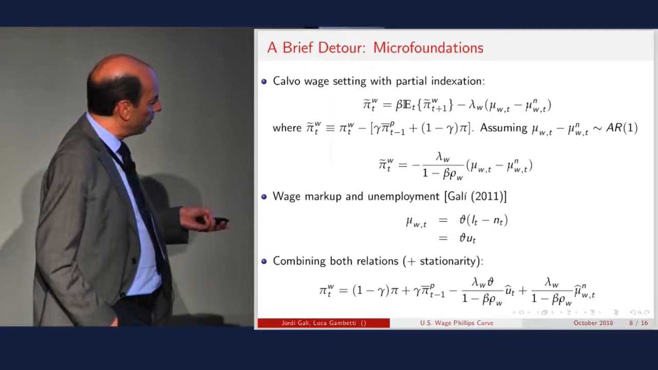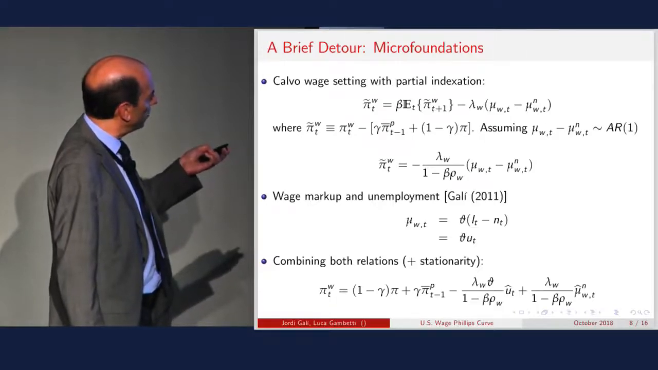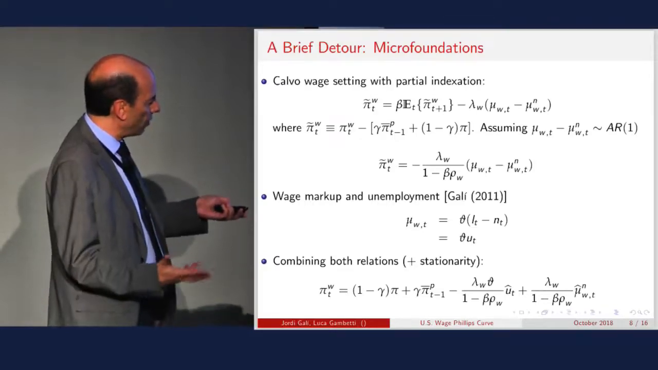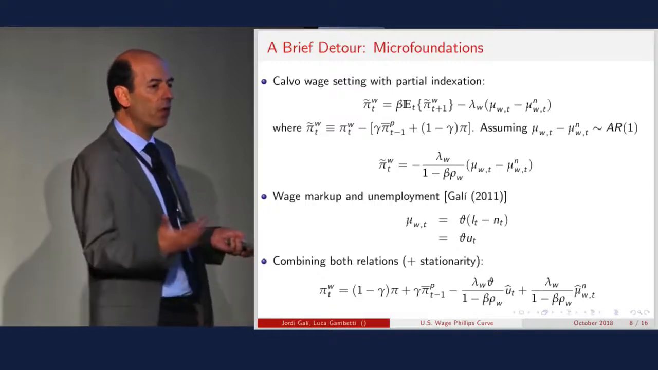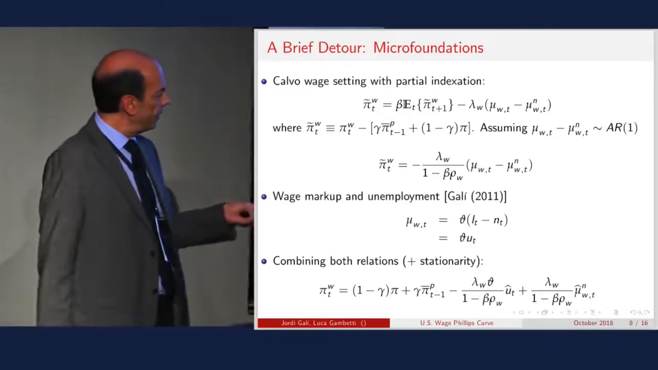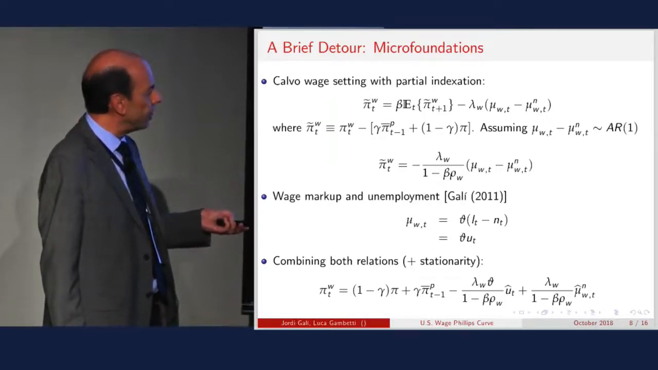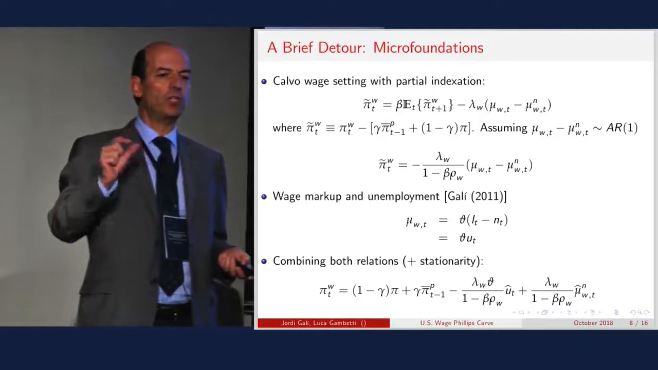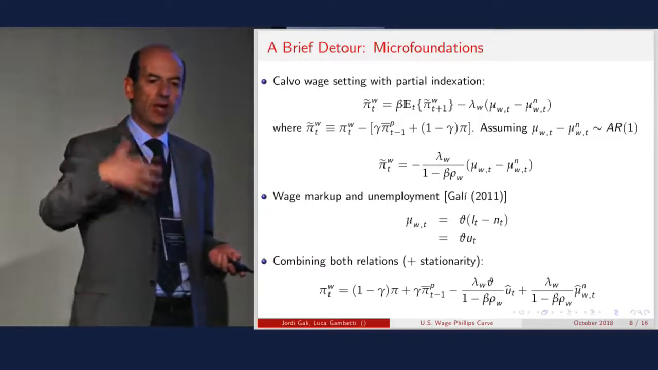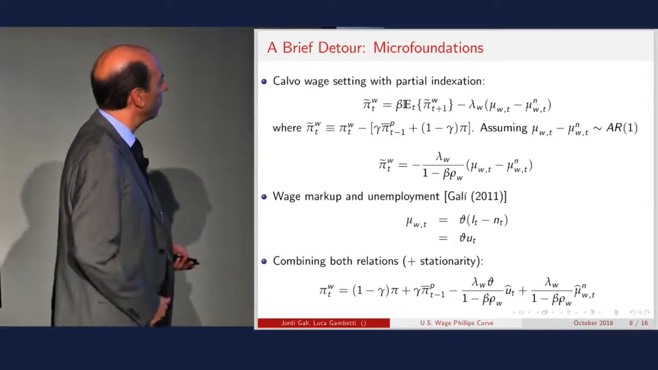This gamma now has an interpretation. It's the extent to which wage inflation is indexed to lagged price inflation. The coefficient on the unemployment rate also has a structural interpretation, and it's related, among other things, to the degree of wage stickiness, which affects this coefficient here. And most importantly, for our purposes, the error term in this equation has an interpretation. It's related to fluctuations in this natural wage markup, which we typically view as exogenous. Okay, very good. So that, again, is just an attempt to provide some micro foundations to this.